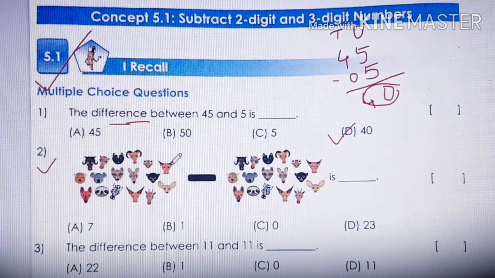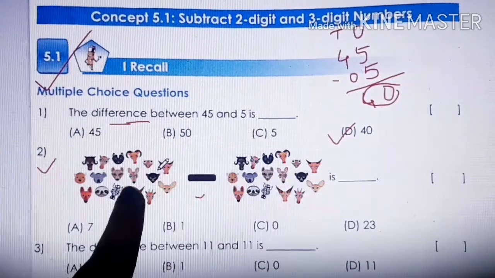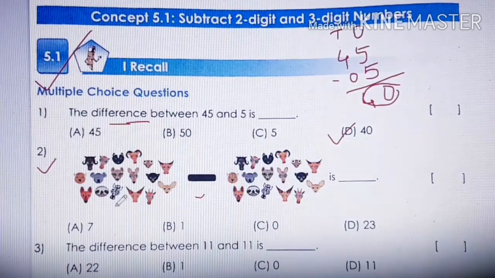Number 2, we have to count these pictures and we have to do subtraction. This is a group of pictures. From this group, we have to subtract this. So, let's count, children. How many will you get here? You will get here 17. 17 faces, children. You have to count yourself. And here you will get in the second group 17 pictures. Okay. That means 17 minus 17. So when we subtract the same number, what is the difference? The difference is 0. That is option C.